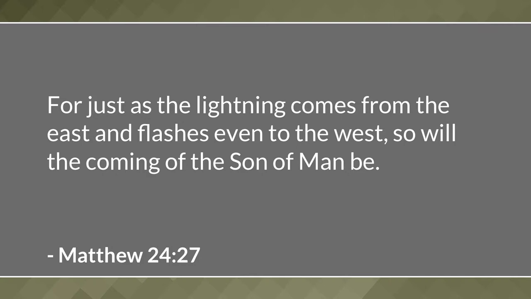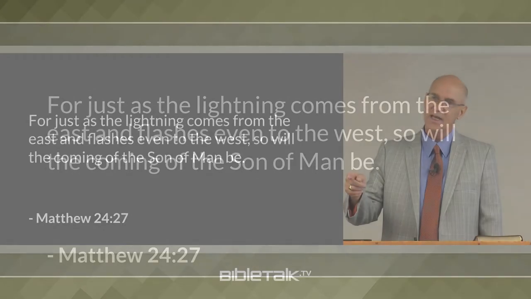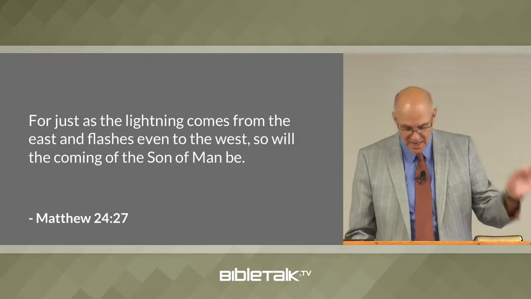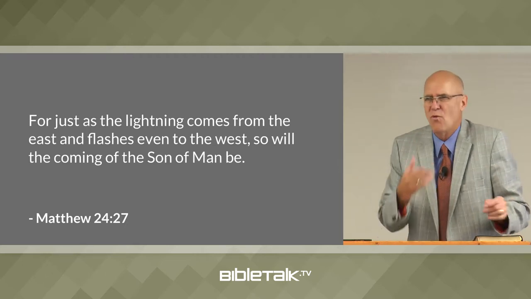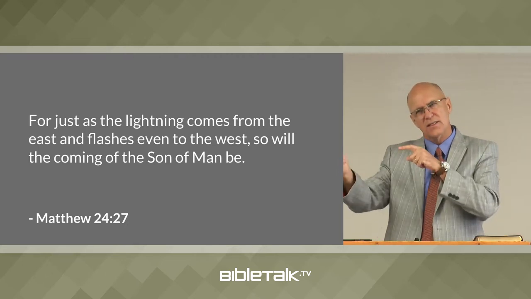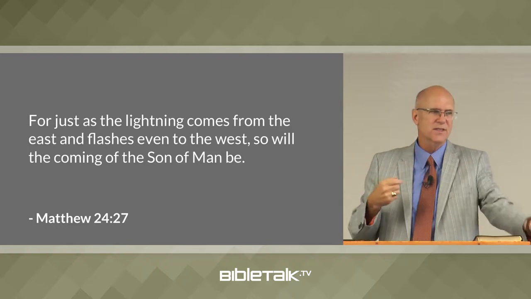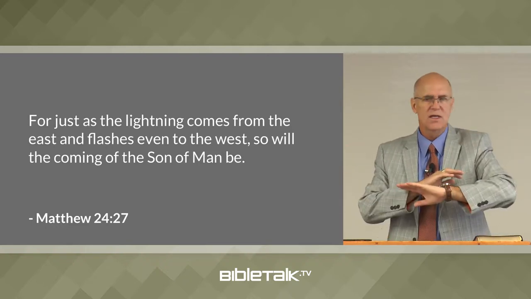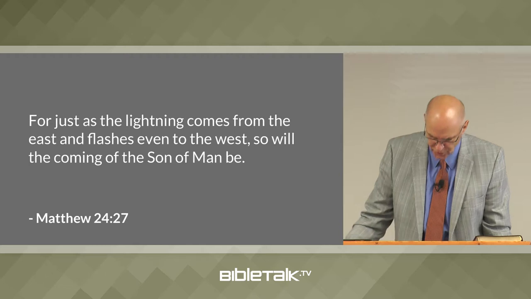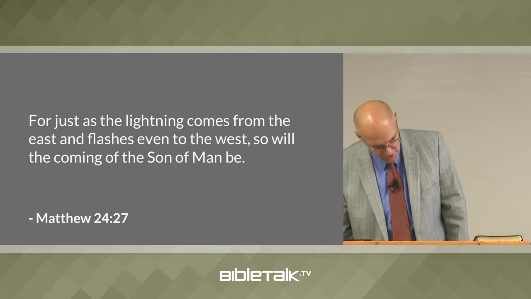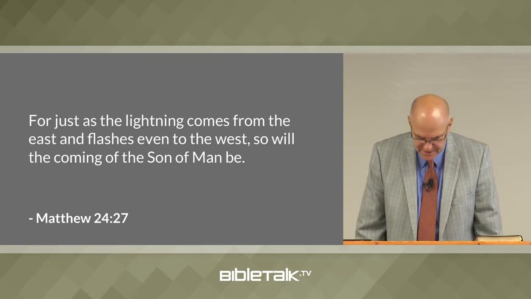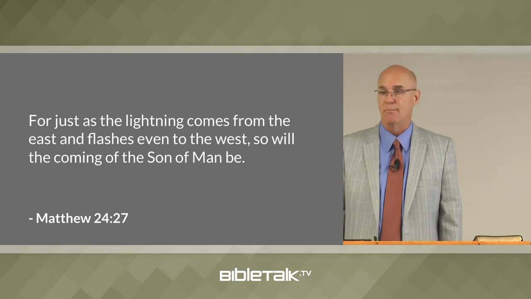So verse 27, for just as the lightning comes from the east and flashes even to the west, so will the coming of the Son of Man be. So what does he say to them? He tells them that when he returns, it will be evident. There won't be any doubt. There won't be people going, is this the Messiah returning or is this not? You know, let's take a vote. No. He says, when the Lord returns, it will be evident to everyone, like lightning across the sky. Everyone will easily and readily know that it is Him.